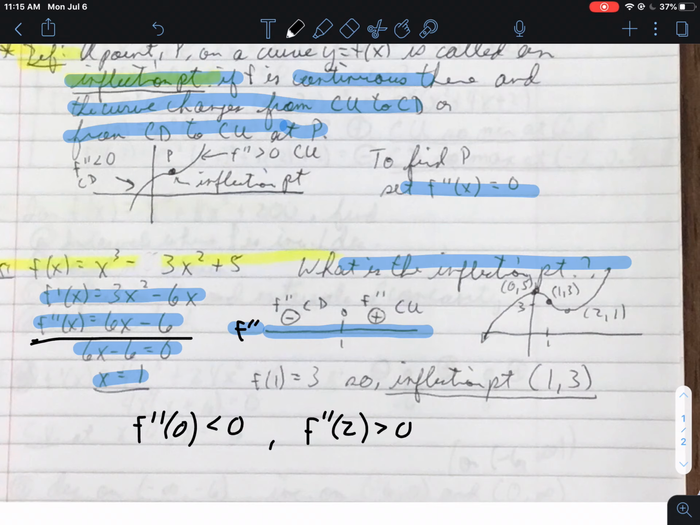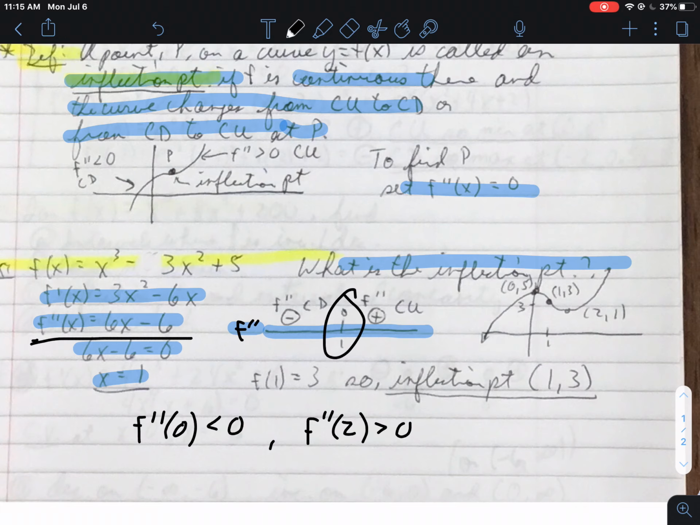And so then on that interval from negative infinity to 1, we would say that our function is concave down because the second derivative is negative there. On the interval from 1 to infinity, the function is concave up because our second derivative is positive, and since we have a change in concavity at 1, then at the point where x equals 1, we have an inflection point.